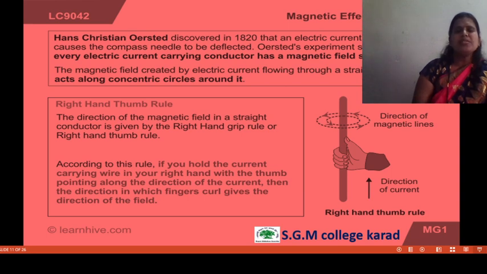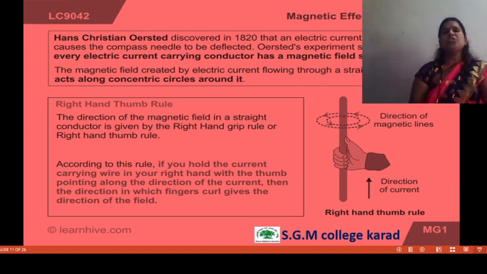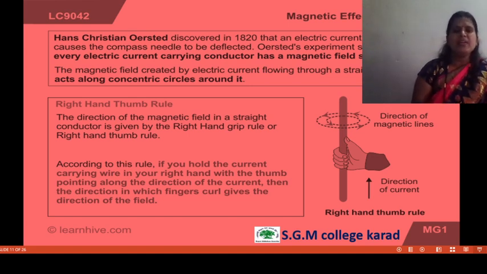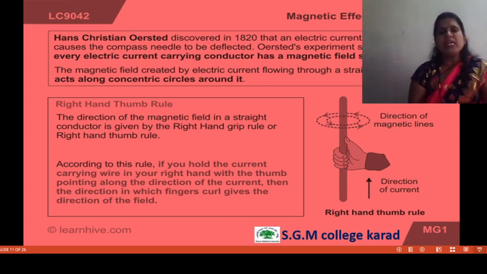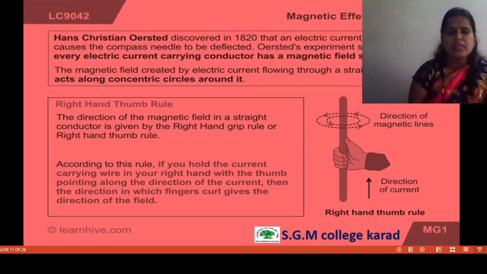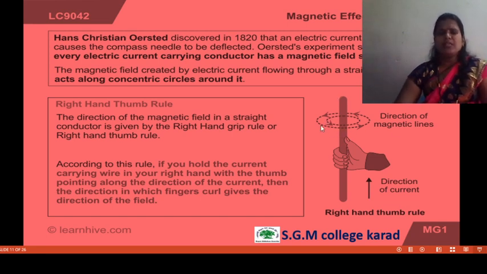Why is this compass needle deflected? Because of the electric current, a magnetic field is produced. Ørsted's experiment shows that every electric current carrying conductor has a magnetic field surrounding it. The magnetic field created by the electric current flowing through a straight conductor acts along concentric circles around it. Here concentric circles will be produced in the magnetic field area.